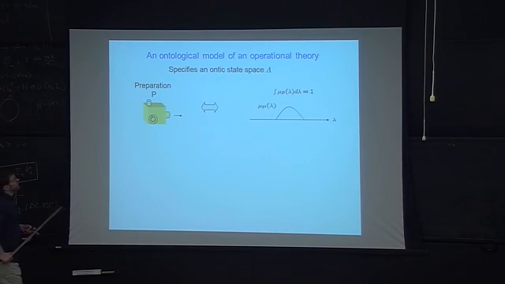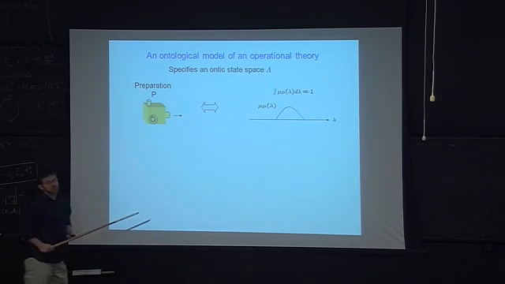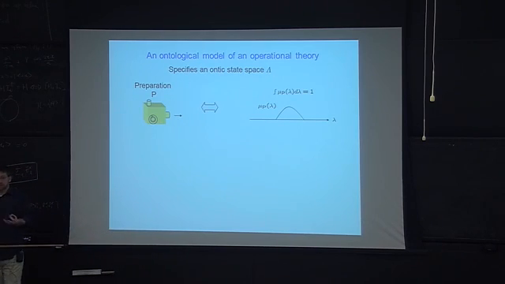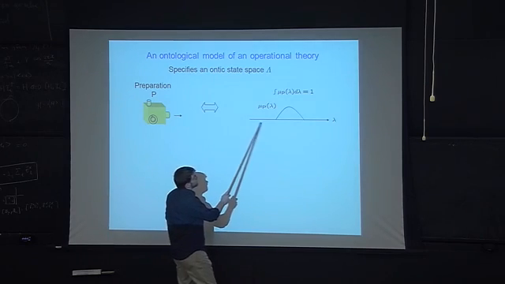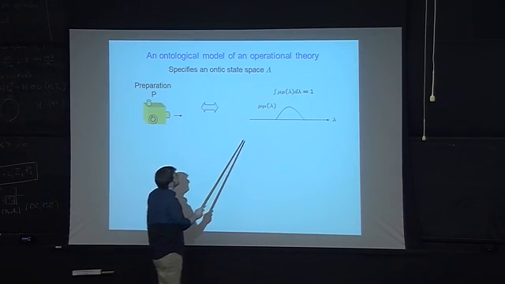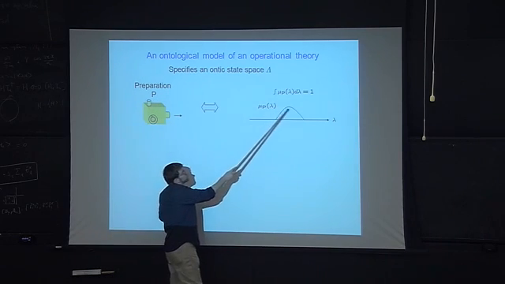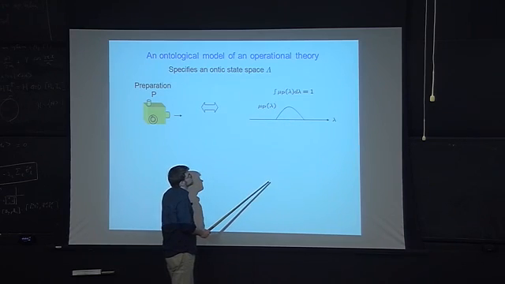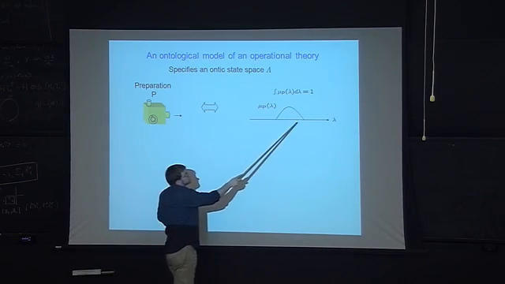Okay, so let me remind you what an ontological model of an operational theory is. By operational theory, I just meant a theory that makes predictions about the outcomes of experiments. And an ontological model is one of these models that posits a space of ontic states, and it represents a preparation procedure by some distribution over that space of ontic states. It could be a delta distribution, but more generally it could be spread out, which just means that if you know everything about the preparation procedure, you still might not know everything about the state of the system that comes out.